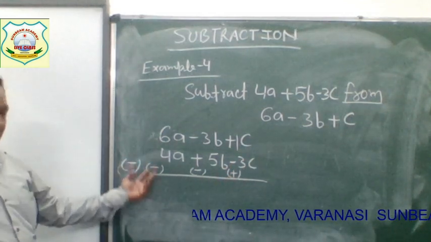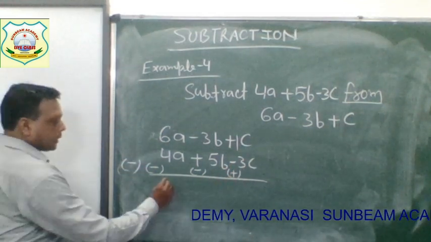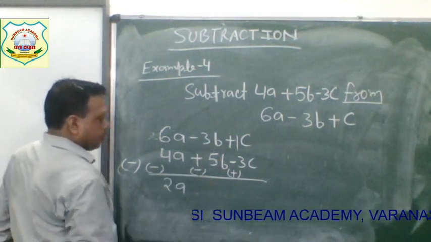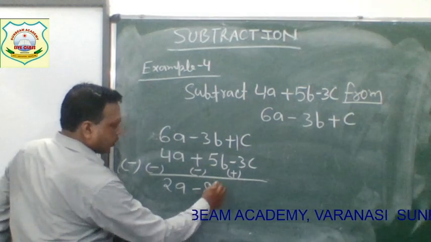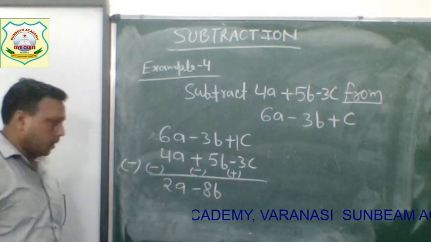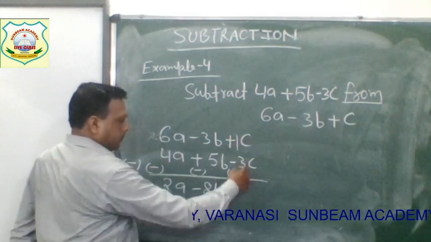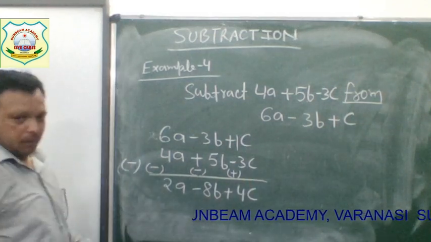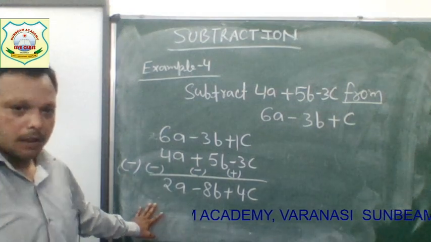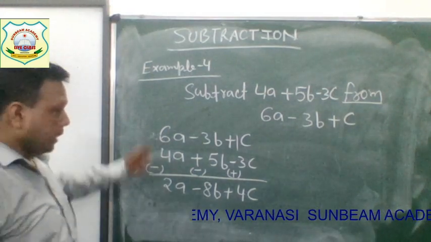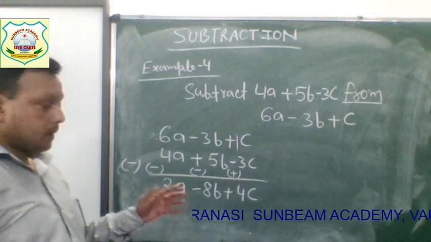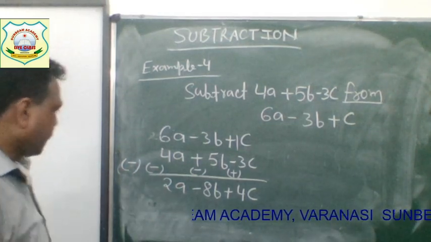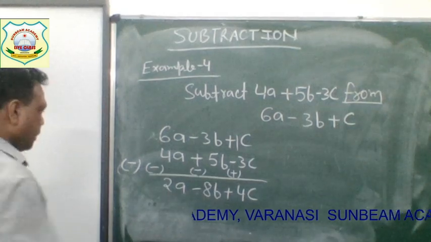So 6a minus 4a, that is 2a. Minus 3b minus 5b, that is minus 8b, because minus and minus together, the sign will remain minus. Plus 1c plus 3c, that is plus 4c. It will be your answer. Students, hope everyone is clear. This is the vertical method. Now we want to do the same question with the horizontal method. I think everyone noted it. Okay.